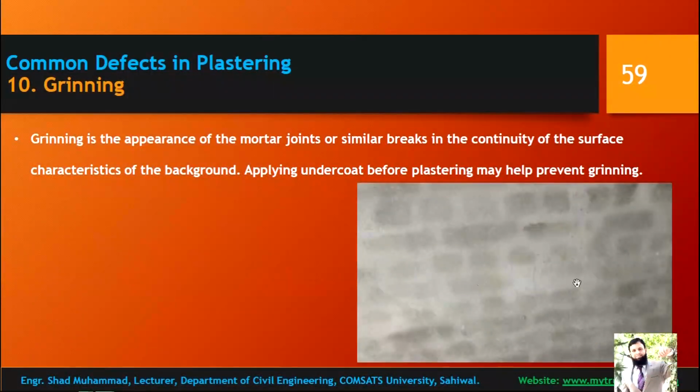Okay. Graining is the appearance of mortar joints. These mortar joints are visible, along with similar breaks in the continuity of the surface characteristics of the background. Applying an undercoat before plastering may help prevent graining. If you apply several coats, then this graining can be prevented.